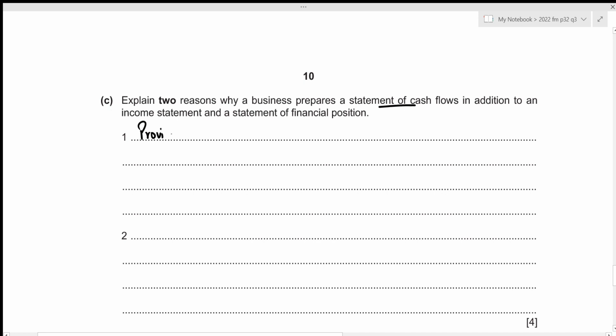Provides additional information on how the business generates and uses cash.